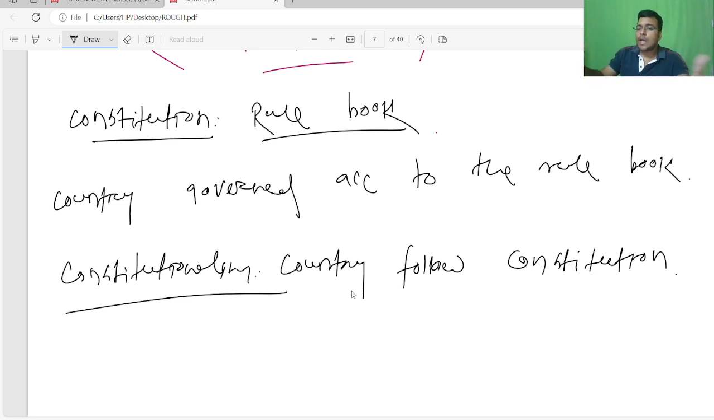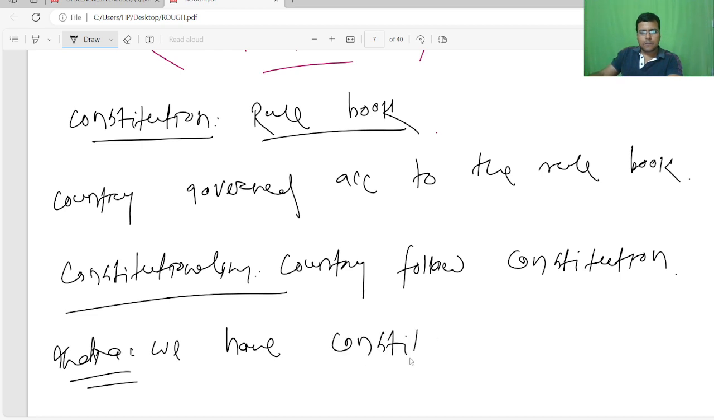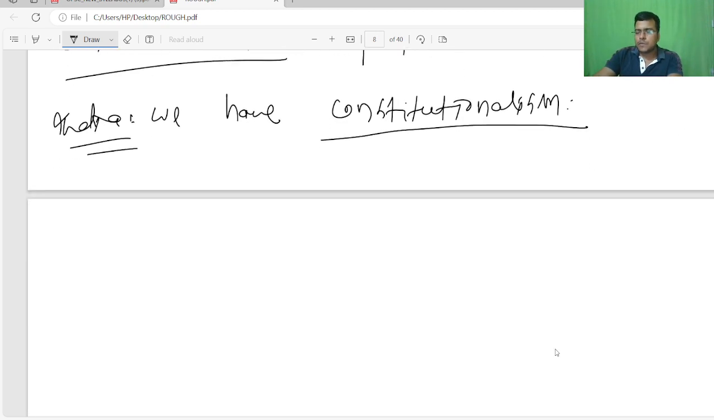When a country runs according to the constitution, we can call it, yes, in India, for example, if I say in India we have constitutionalism, that means what?